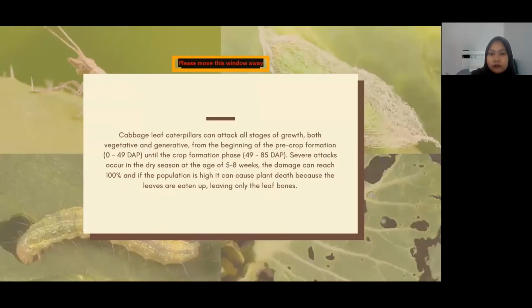Next. Cabbage leaf caterpillars can attack all stages of growth, both vegetative and generative, from the pre-crop formation phase, 0 to 49 days after planting, until the crop formation phase, 49 to 85 days after planting. Severe attacks occur in the dry season at the age of 5 to 8 weeks. The damage can reach 100%, and if the population is high, it can cause plant death because the leaves are eaten up, leaving only the leaf bones.